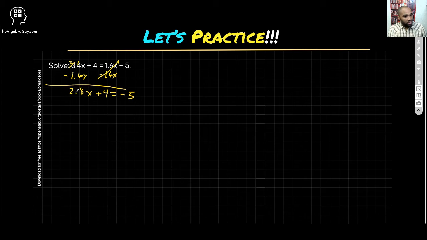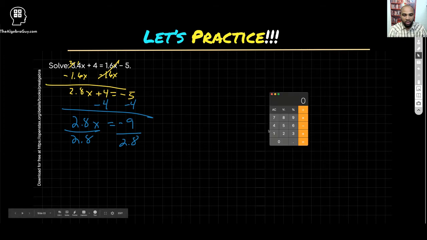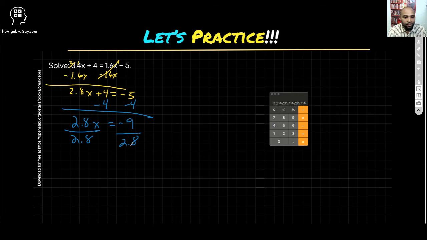I need to get rid of this 2.8 and 4, so which one goes first? I hope you just said 4. There we go. So now I'm left with 2.8x, because that's 0, equals -5 minus 4 is -9. And last step is to divide -9 by 2.8. So I'll take out my trusty calculator. 9 divided by 2.8. And we'll have to round here.